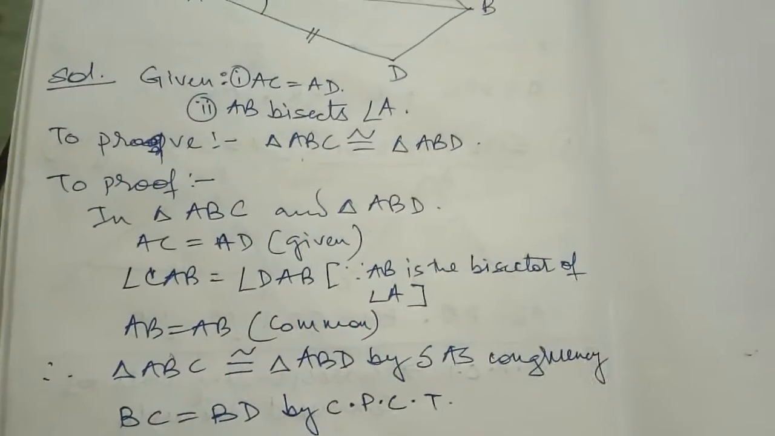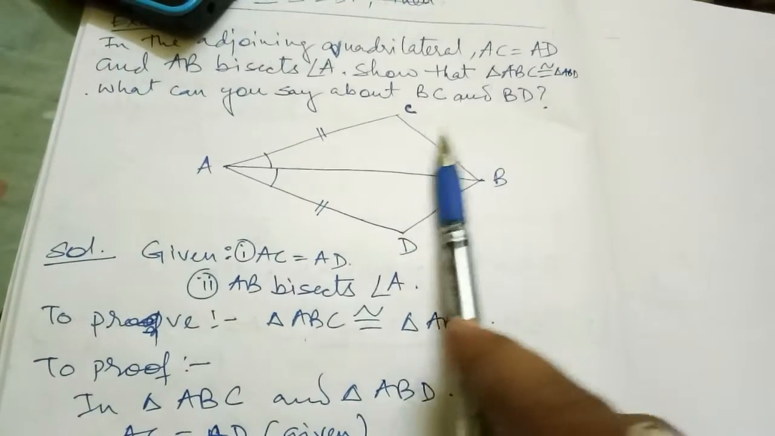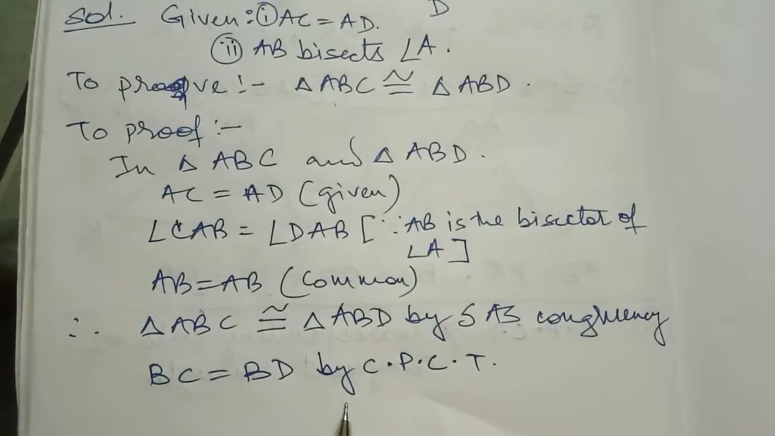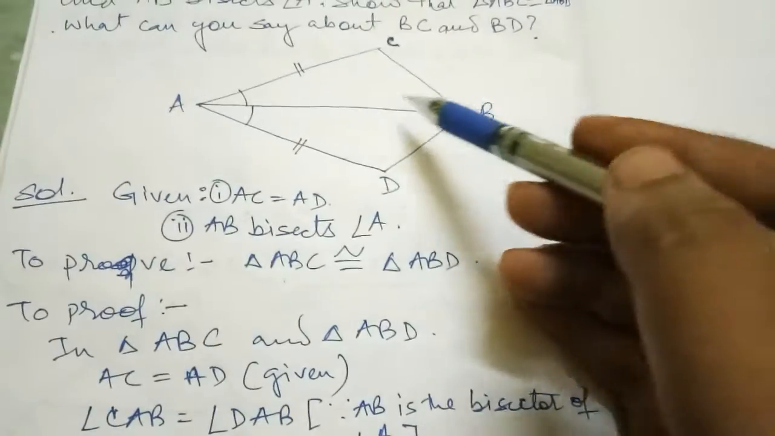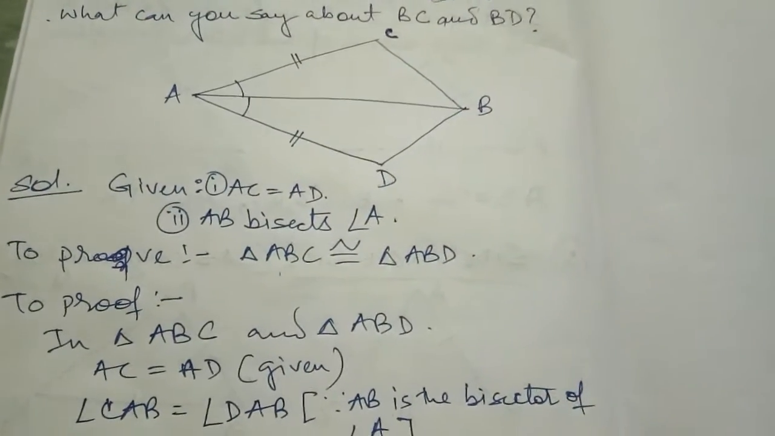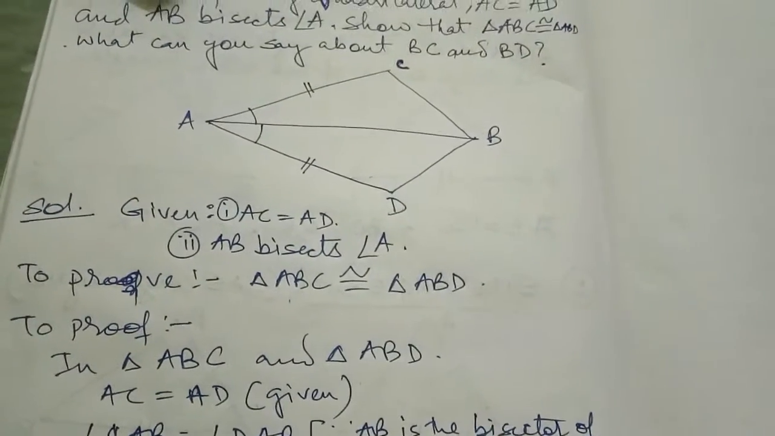Now we have an extra part. We have to prove whether BC and BD are equal or not. Yes, definitely they are equal. What will I write down? By CPCT. If they ask you whether this angle and this angle are equal, yes, you can say equal by CPCT. This question is not given, but I am just taking it as an example.